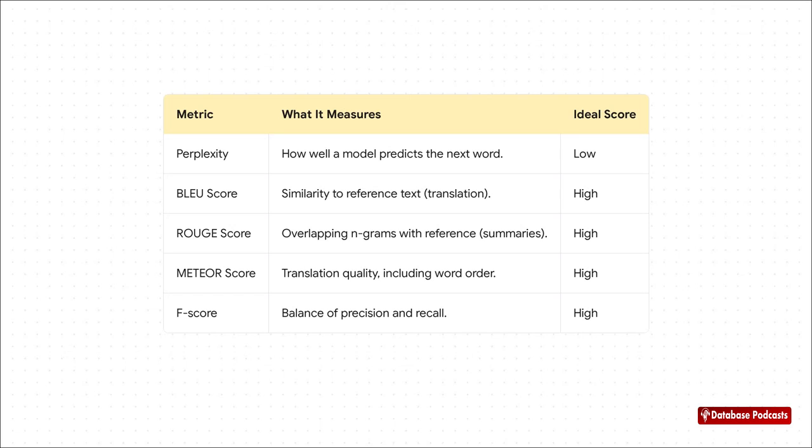Now, there's no single magic number that proves a model is good. The right metric really depends on what you built it to do. Is it translating Spanish to English? Summarizing long reports? The goal dictates the yardstick. So let's look at some of the heavy hitters.